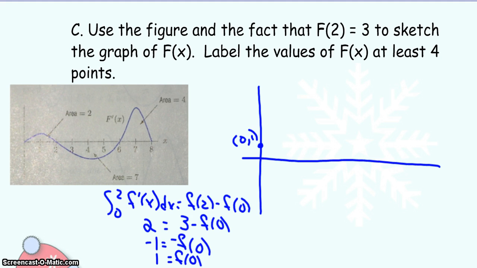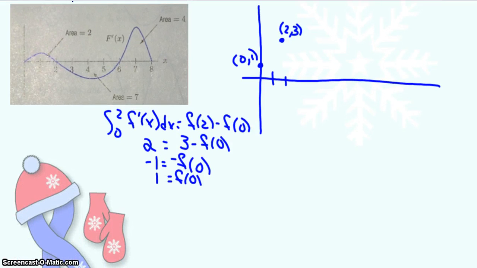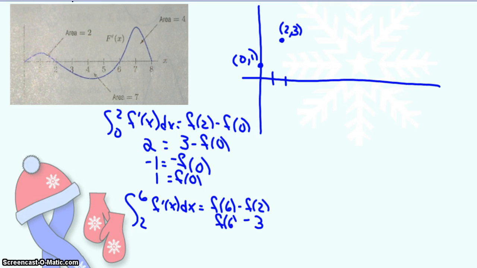Then we can plot the point (2, 3). All right. We can see here, now we're going to deal with this section right here. We're going to go from the 2 to the 6. So let me get myself some more room. So I'll write an integral from 2 to 6 of f'(x) dx equals f, these should be capitals, we'll get over that real quick, F(6) minus F(2). F(2) we have recently learned was 3. F(6) is in question.